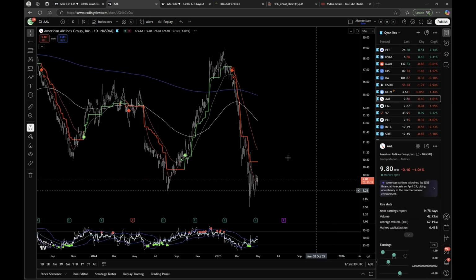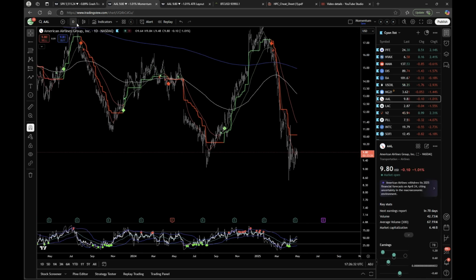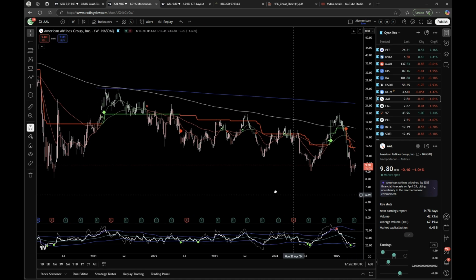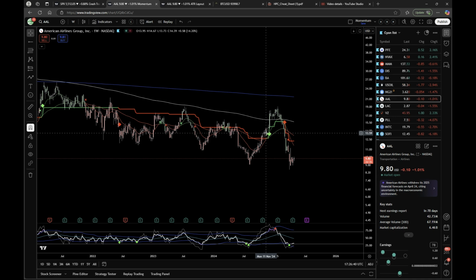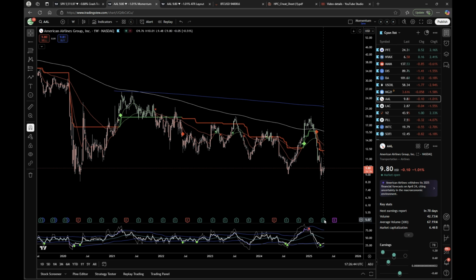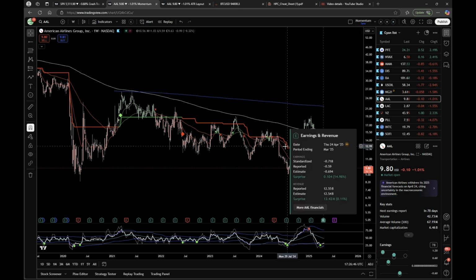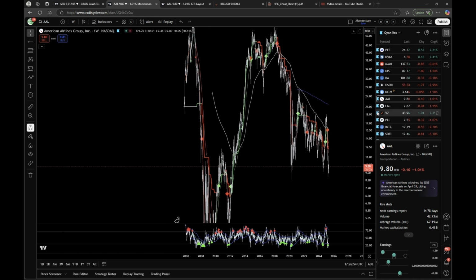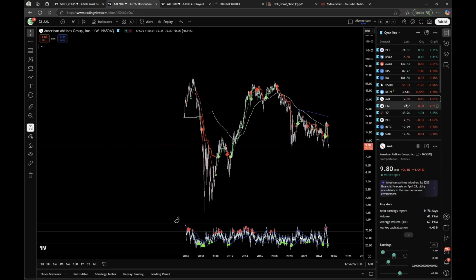We have American Airlines. Go to weekly. We had that buy signal, and that was hopeful, but it fell apart. We're still coming down. Still good on earnings, just iffy on markets. So we're just waiting for a market shift. And I think the sentiment for American Airlines could shift as well.